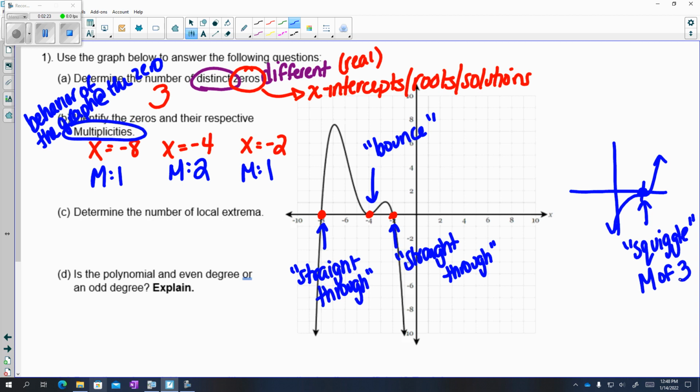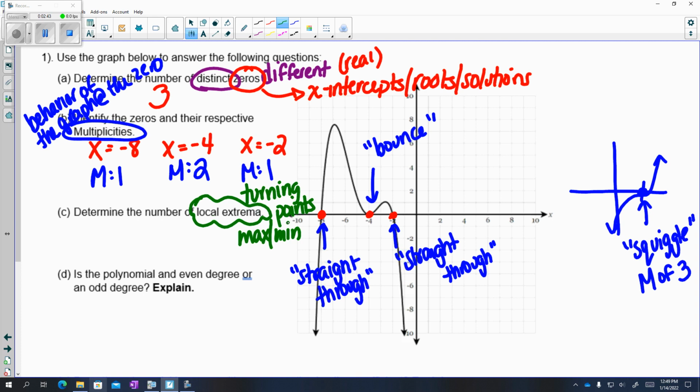Part C, determine the number of local extrema. Local extrema just means turning points. In other words, your maximum and your minimum values. So remember that it's kind of like being on a roller coaster. You want to know where I go up and then I turn back around.